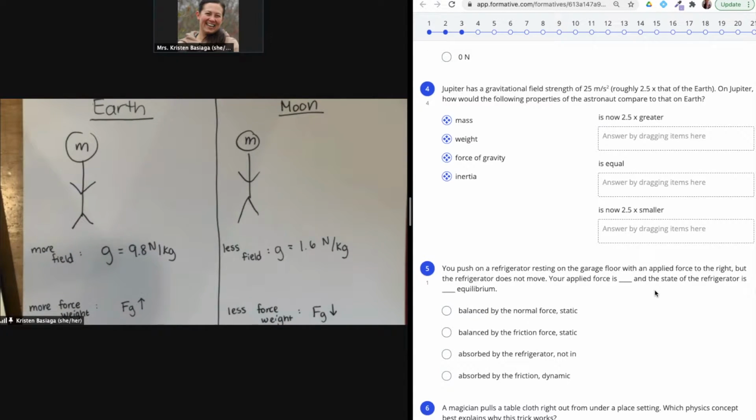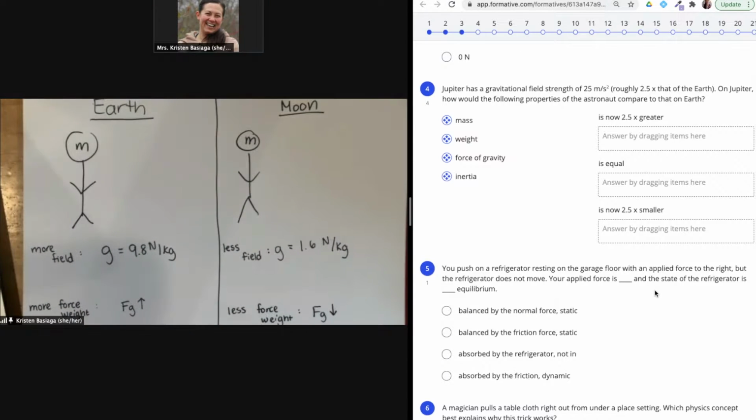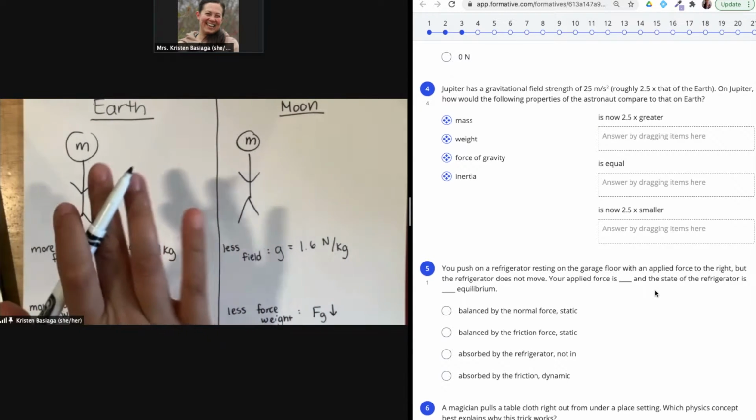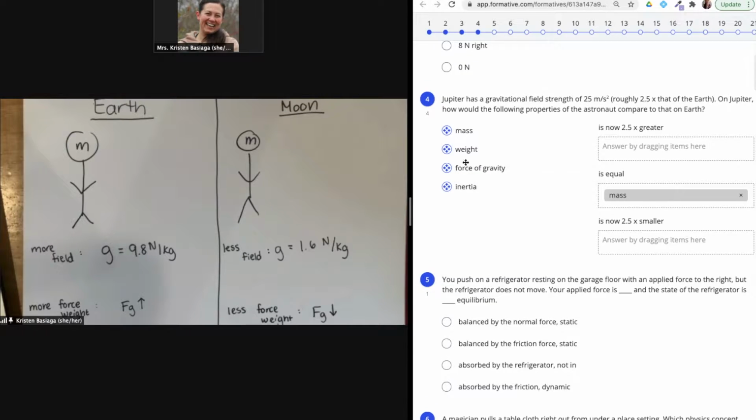For number 4, I'm going to build on this Earth-Moon model. On Earth and the Moon, they have the same mass and same inertia. If I bring that same astronaut to Jupiter, it's still going to have the same mass and the same inertia because that astronaut should have the same amount of matter. We're not like taking off one of their arms. So I'm going to sort mass and inertia over to the is equal category.